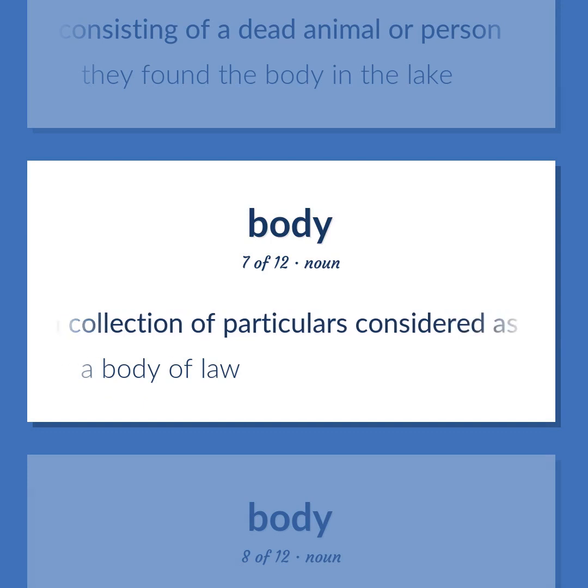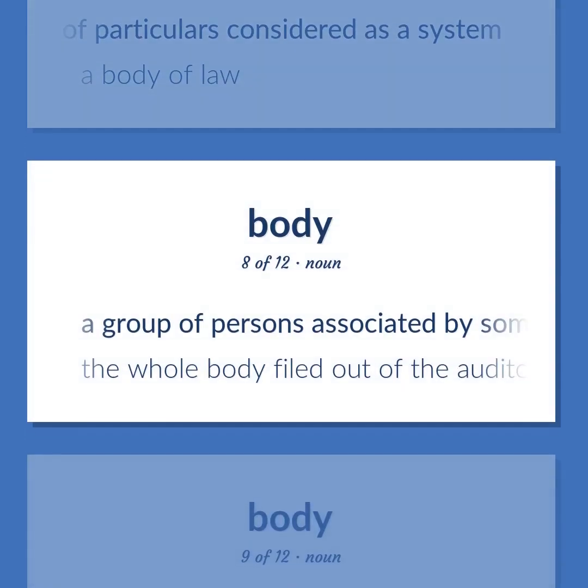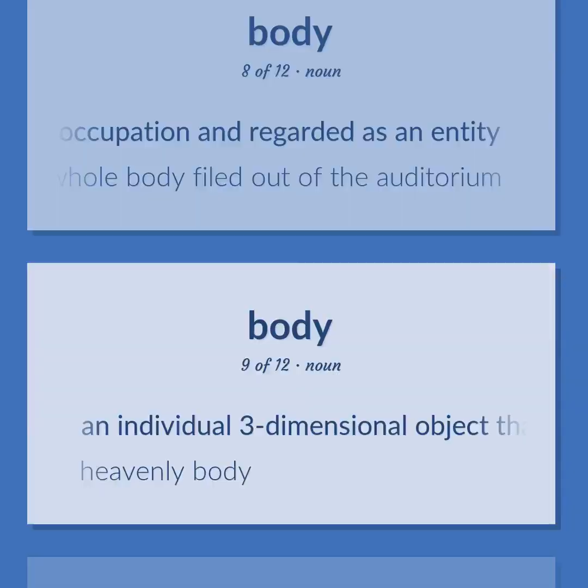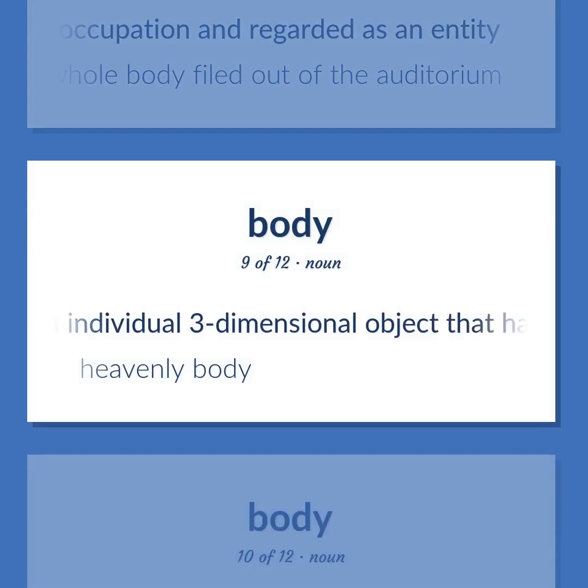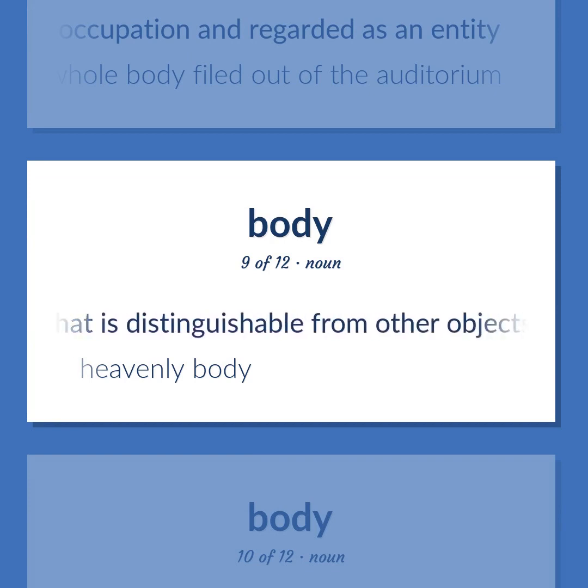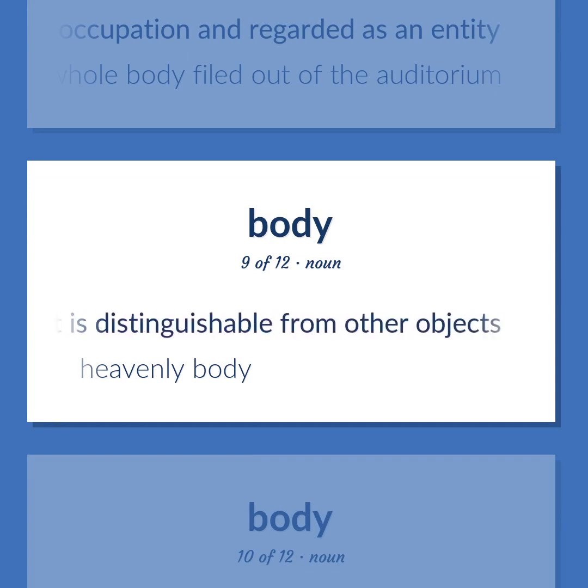A collection of particulars considered as a system. A body of law. A group of persons associated by some common tie or occupation and regarded as an entity. The whole body filed out of the auditorium. An individual three-dimensional object that has mass and that is distinguishable from other objects. Heavenly body.